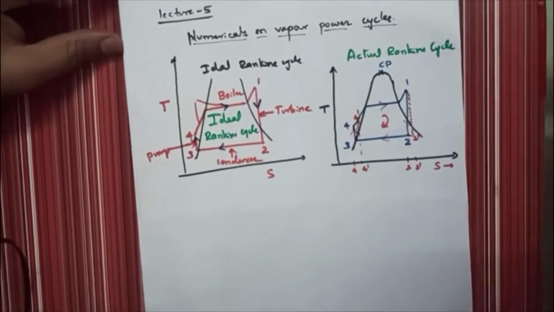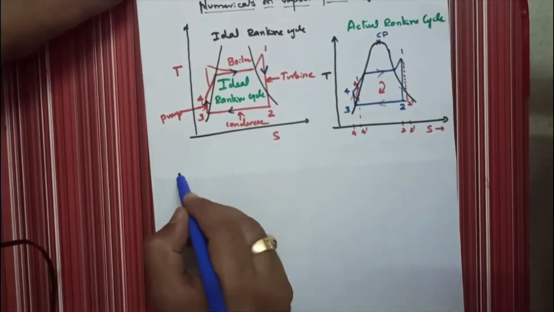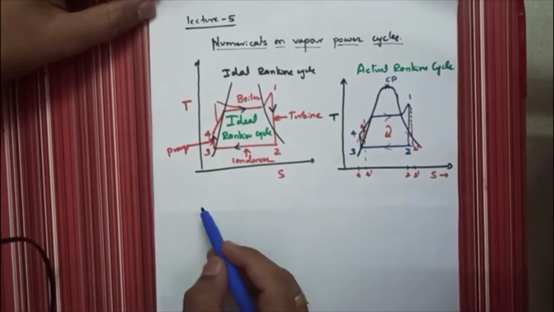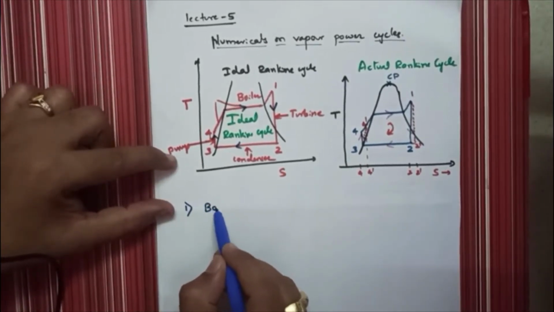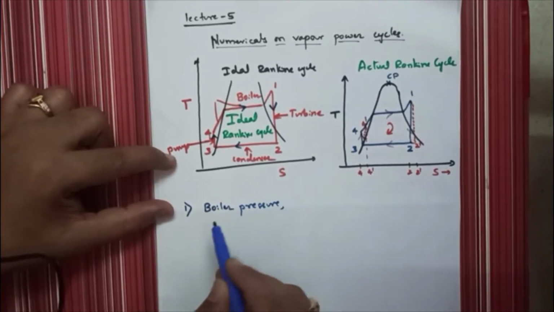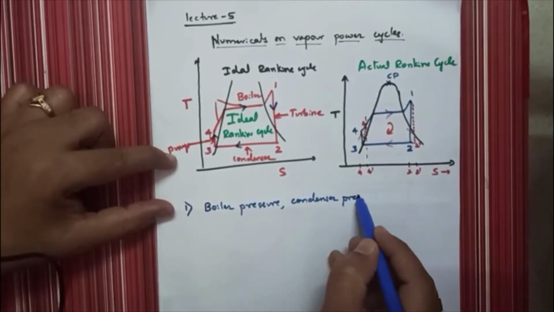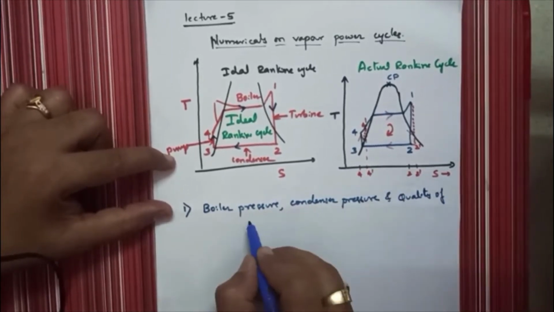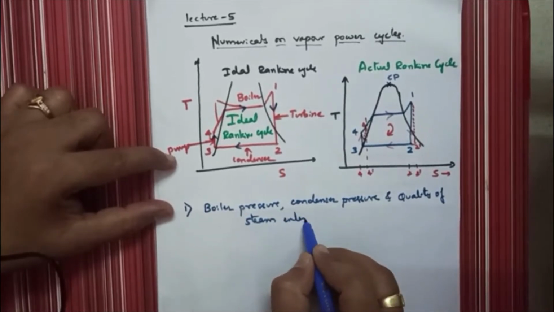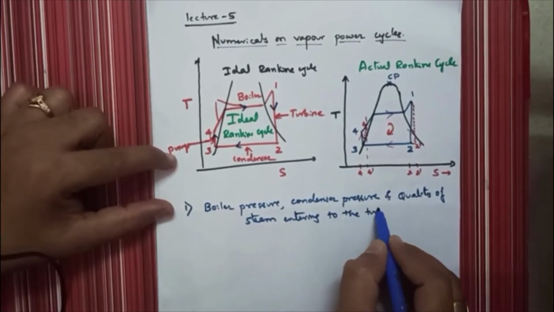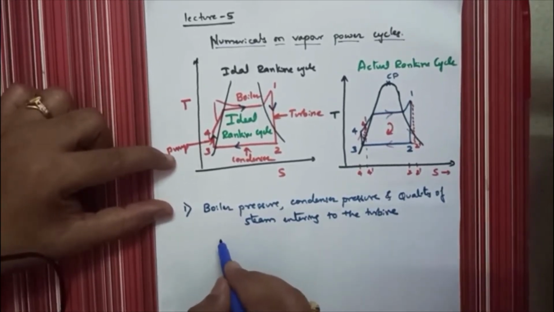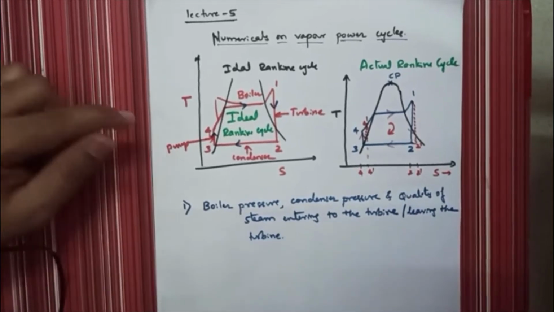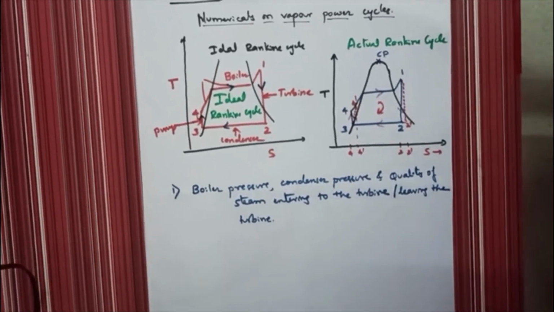Now coming to the next point: in numericals, in step number 1, he must give a minimum of 3 data. The first data is the boiler pressure, and he will give the condenser pressure, and one more data, the quality of steam entering the turbine, and one more data, the quality of steam leaving the turbine. So these minimum 3 data are necessary to solve the numericals.